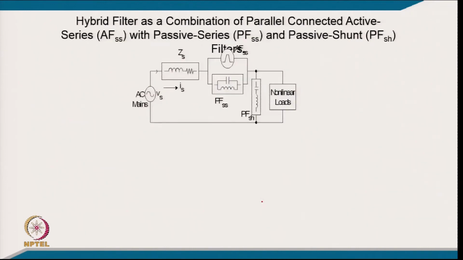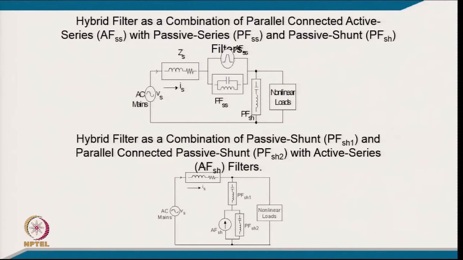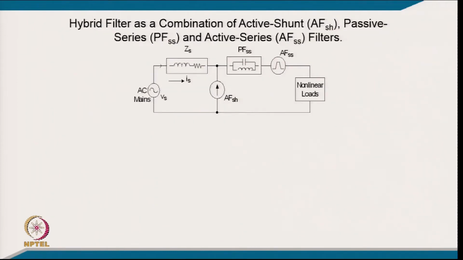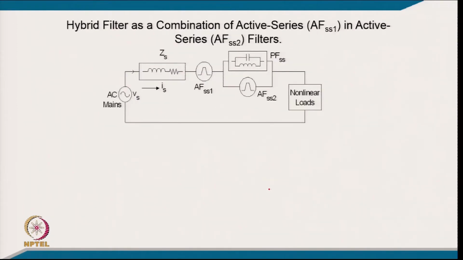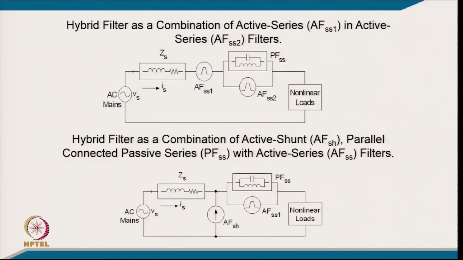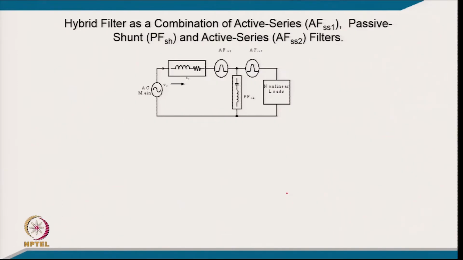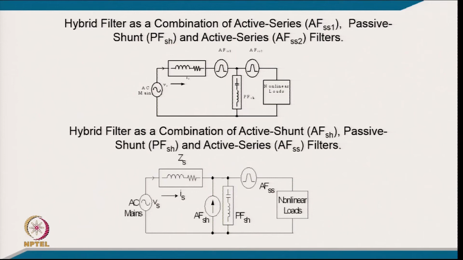Or you can have an active in parallel to passive, or you can have a small passive, a major passive, a small passive in parallel with active also, or two active with one passive, or two active with one passive in this configuration, or two active with passive here, or you can have active shunt with the passive, or you can have two active series with the passive shunt, or you can have an active series with the active shunt, but with passive here.